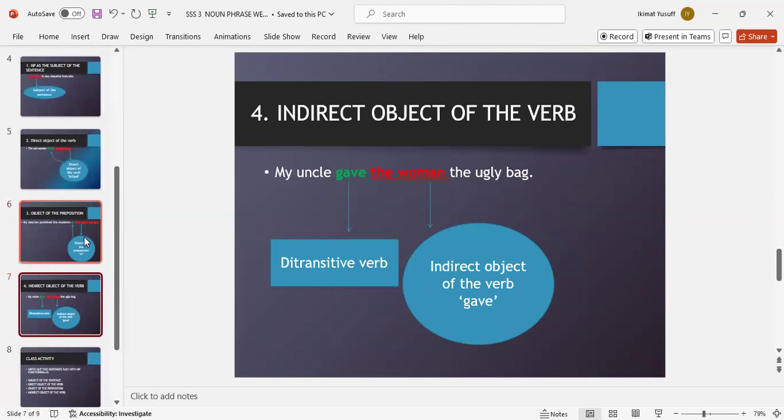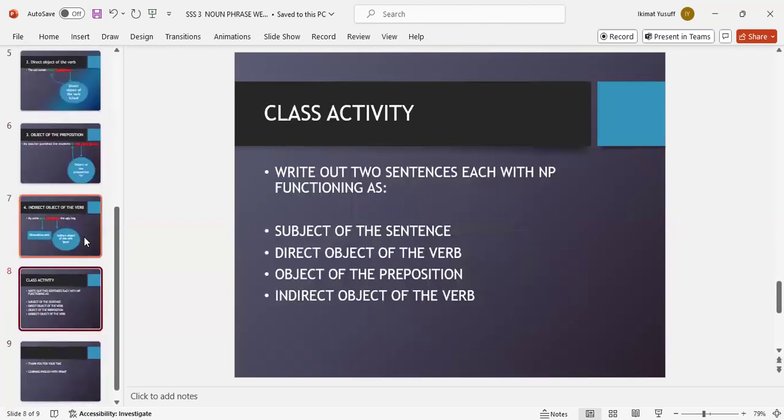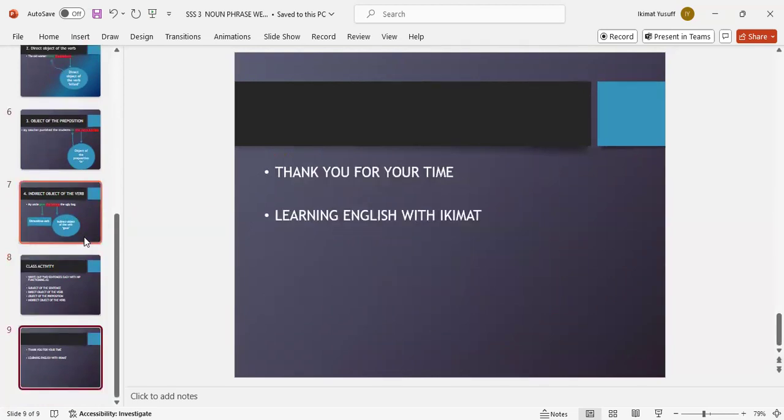This is where we talked about the ditransitive verb. You can research more. We have so many ditransitive verbs. We have punish, we have present, so many like that can come before two noun phrases. So now the class activity is for you to write out two sentences each with noun phrases performing the function of the subject, of the direct object of the verb, object of the preposition, and the indirect object of the verb. If you have any question, you can send your comment and then I will provide answers to your question.